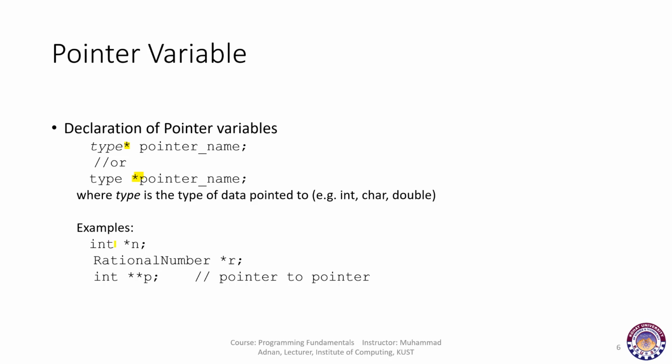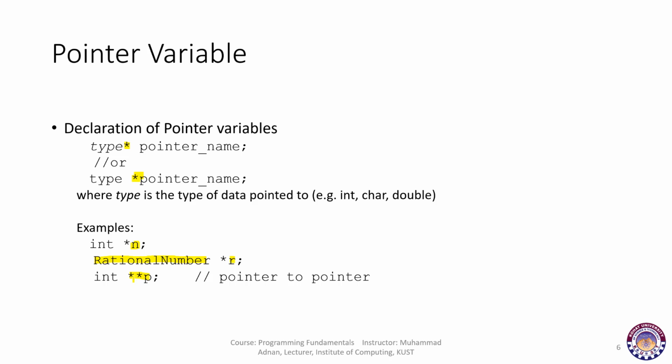So for example, you have declared a pointer n, and then we have a rational number. This is another pointer r, and then we have a pointer to pointer. A pointer to pointer is declared with two asterisks. So this is how you declare pointers and how you declare pointers to pointers. The only difference is that for pointers to pointers, we use two asterisks.